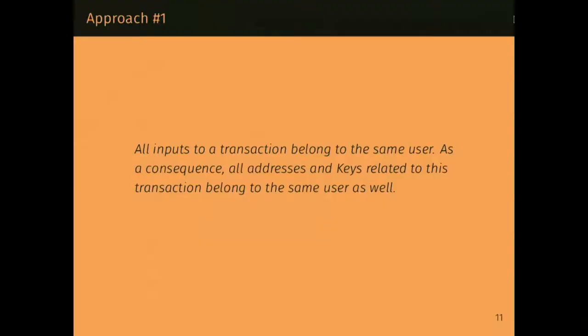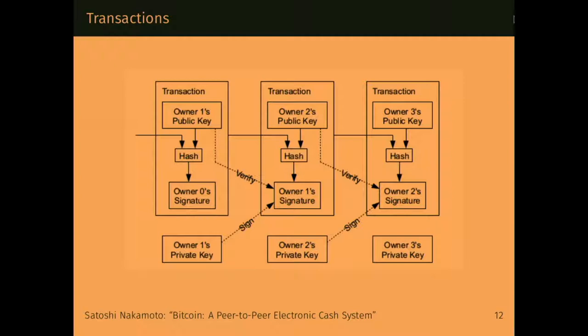The first approach we can use, all of those are heuristics. Some of them are more reliable than others, but this one is pretty solid. All inputs to a transaction belong to the same user. As a consequence, all addresses and keys related to these transactions belong to the same user as well. We remember the transaction diagram. When I want to use a transaction as an input, I have to provide a signature. To provide this signature, I need to know the private key of that address.